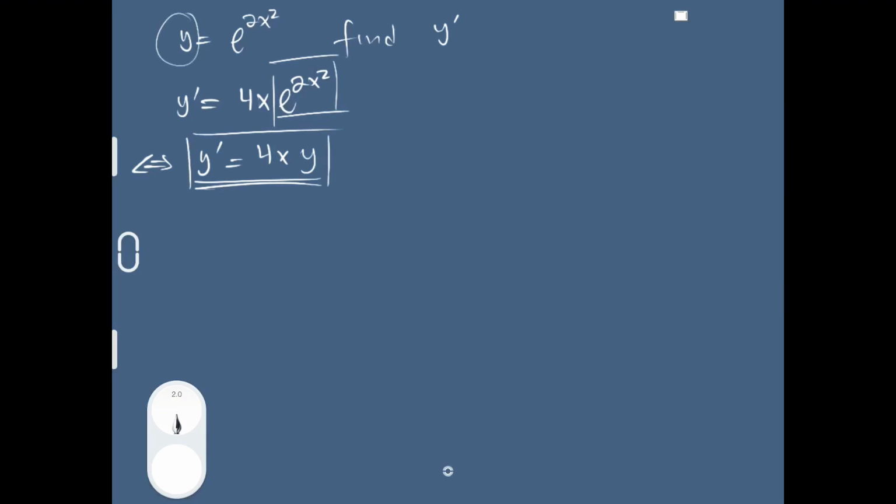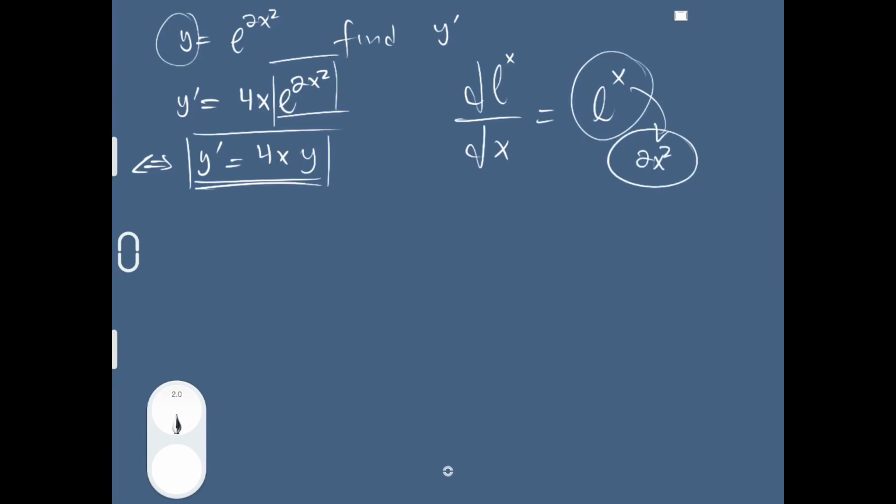We use the chain rule. We realize that the derivative of e to the x with respect to x is simply just e to the x. So we have a composition of 2x squared, and we know whenever we have a composition, we must use the chain rule. Okay, enough with Calc 1.